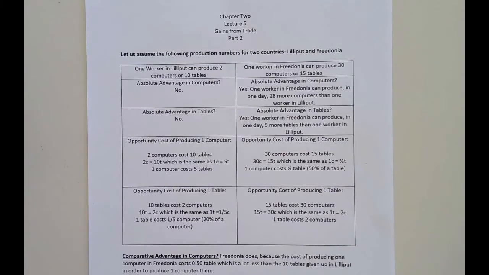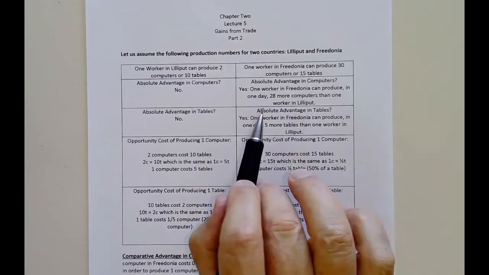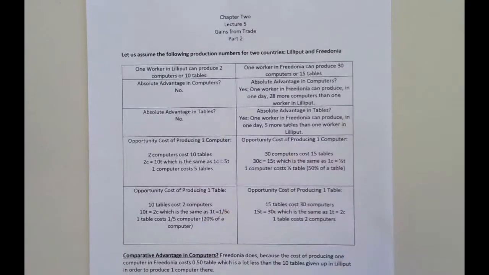Okay, back with lecture 5 from chapter 2. This is the second lecture on trade. Start out by reviewing. We're looking at two countries, Lilliput and Fredonia.